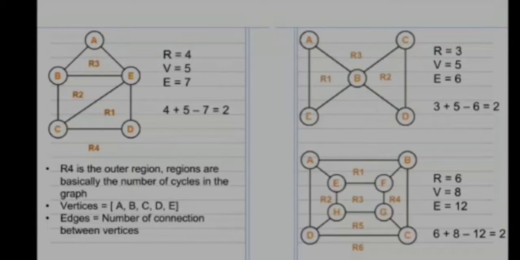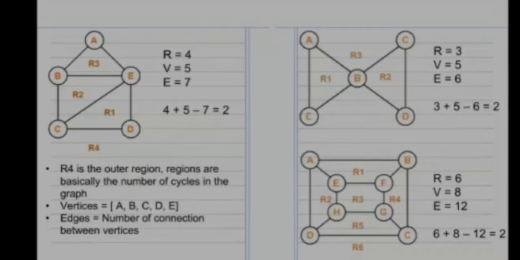And the number of edges as we count are 7: one from A to B, then A to E, B to E, B to C, C to E, E to D, and then finally D to C. Moving on, if we apply the formula r plus v minus e equals 2, we can see that 4 plus 5 equals 9, and 9 minus 7 definitely equals 2.